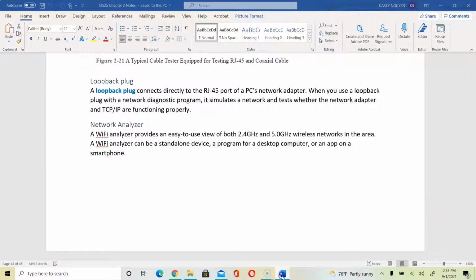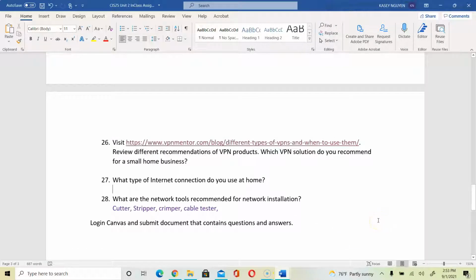So now to address the rest of the questions, number 28: what are the network tools recommended for network installation? That will be your cutter, your stripper, your crimper, your cable tester. Those are the types of tools that you would need. And you can also use a loopback plug and other things that would be useful. When you get into fiber optic, you would have splicing tools and so on that would be a lot higher in price, but it's definitely helpful when you install different types of networks.